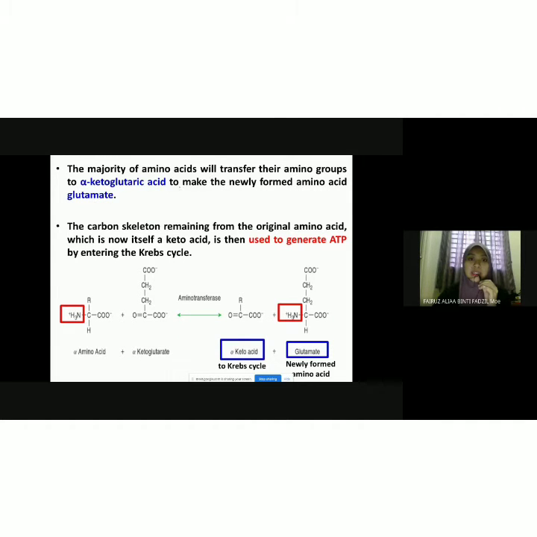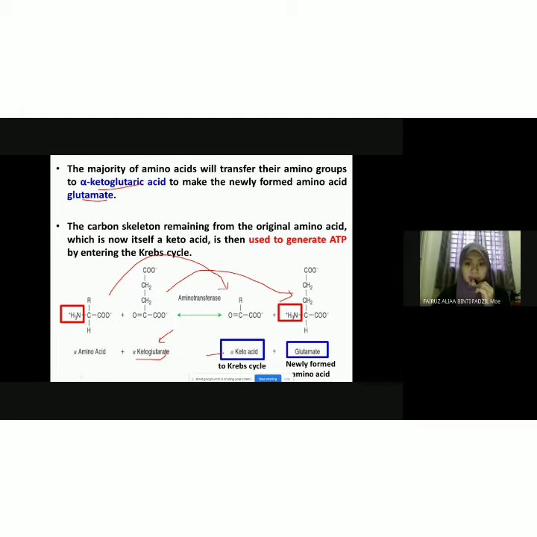The majority of amino acids will transfer the amino group to alpha ketoglutarate to make the glutamate amino acid. If you can see in this reaction, we have the alpha amino acid here, and then we have the alpha ketoglutarate, the keto acid involved. Then the alpha amino acid becomes the alpha keto acid, and alpha ketoglutarate becomes glutamate. So glutamate is the newly formed amino acid.